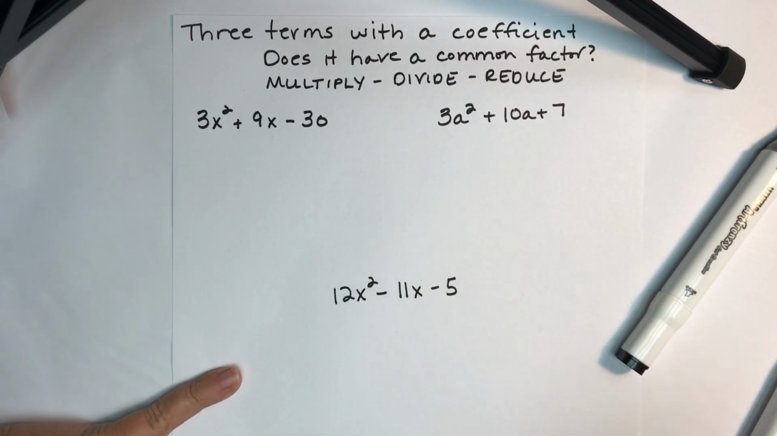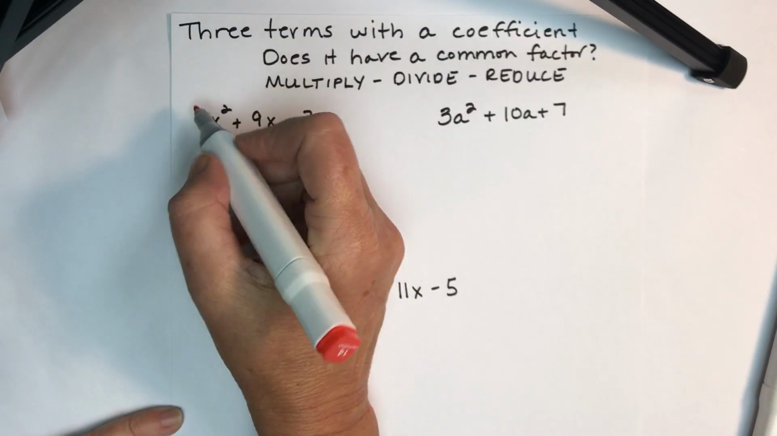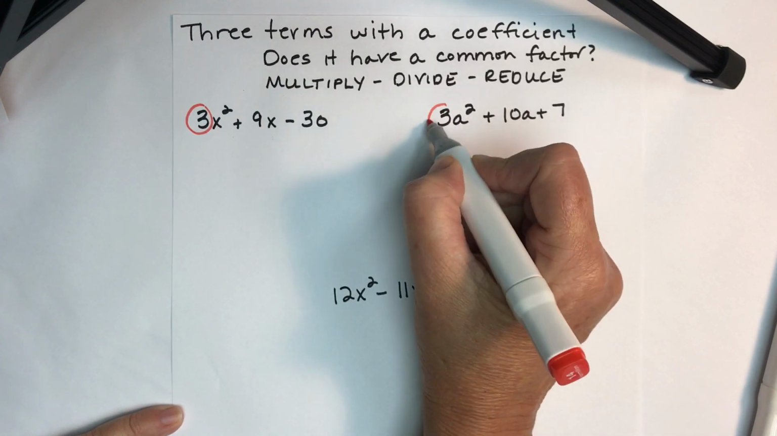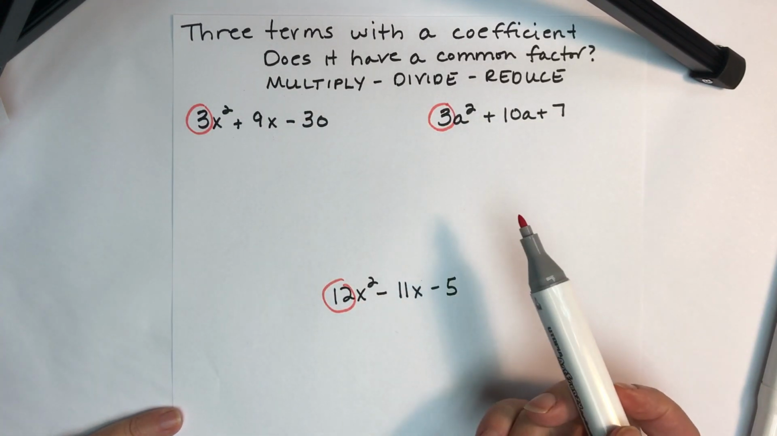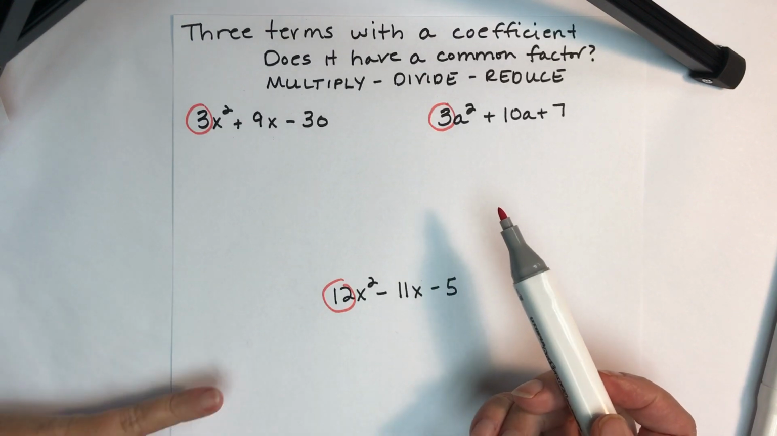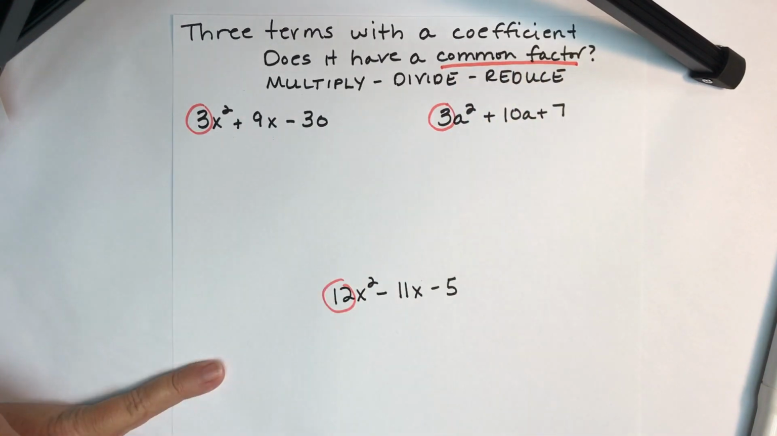Okay, now let's look at three terms with a coefficient. And what I mean by with a coefficient is all the examples here have a number sitting in front of the first variable. And so that's considered a coefficient. And when that happens, you first want to ask yourself, does it have a common factor?